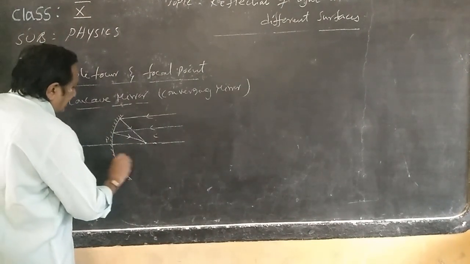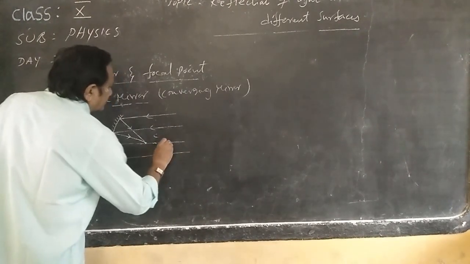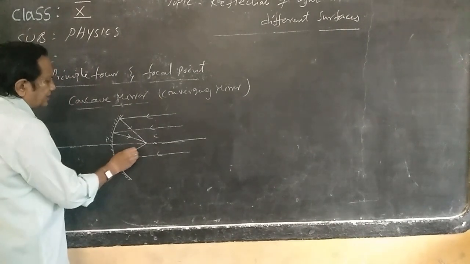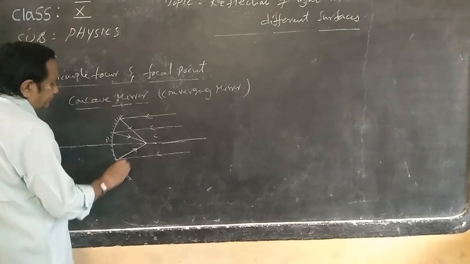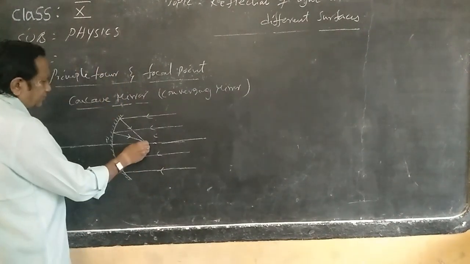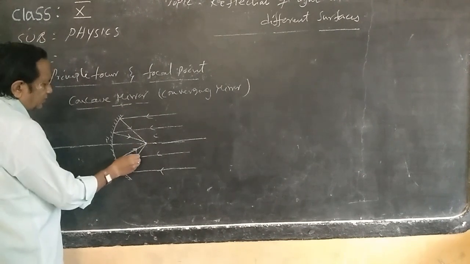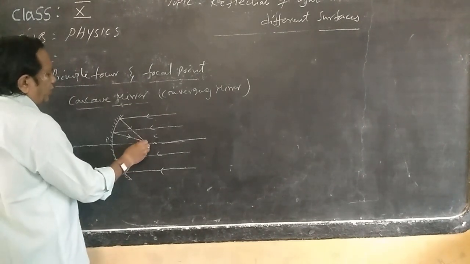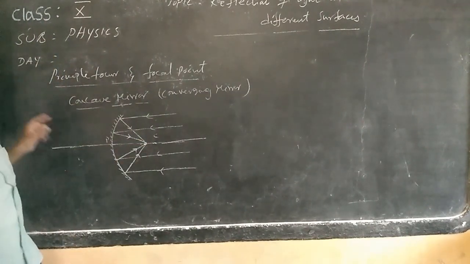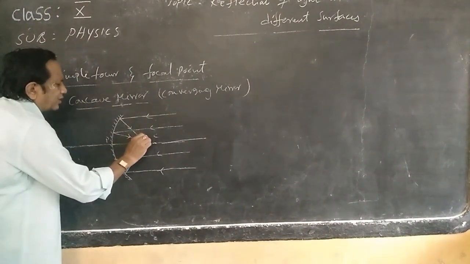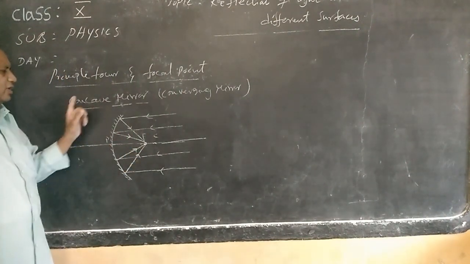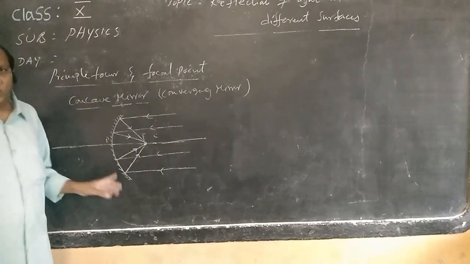Now similarly consider another ray coming from this side. This is the principal axis line. And this is the reflected ray. And another one to be considered. This will be reflected. The point at which all the rays converge or meet is called the focus. This point we call the focus, the converging point. In case of concave mirror the converging point behaves as the focus.